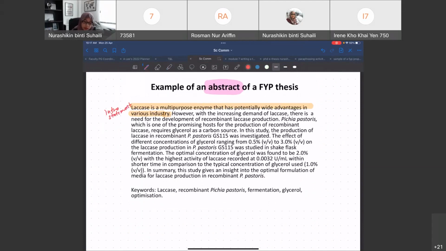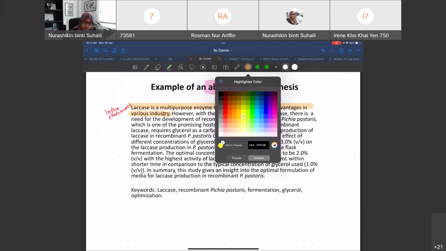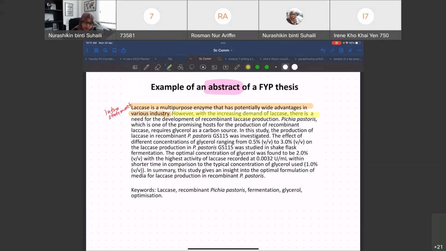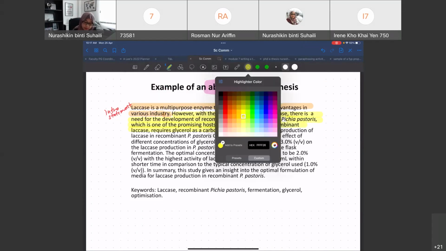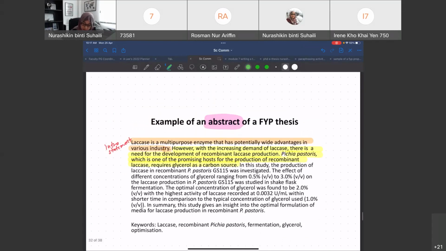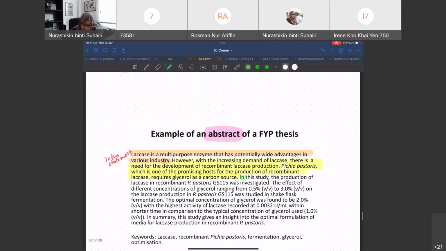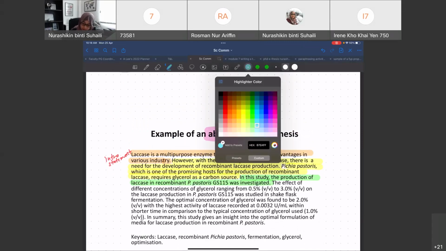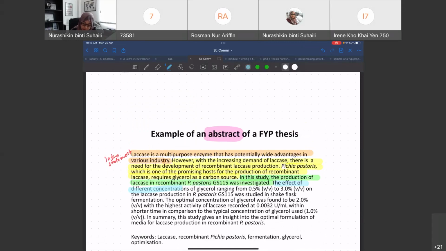Okay, the next one is the problem statement. There is a need for the development of this. The problem statement could be two sentences. The next one here is the aim. After that, the methods: how the work is done, what's done.